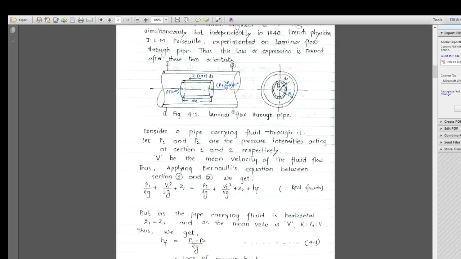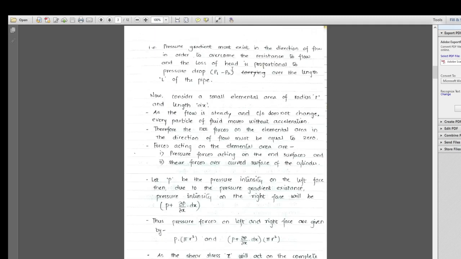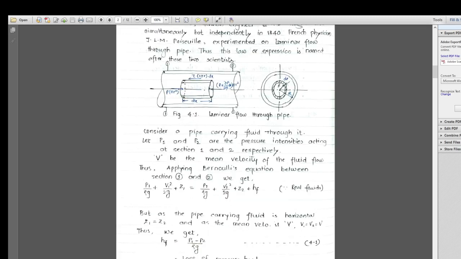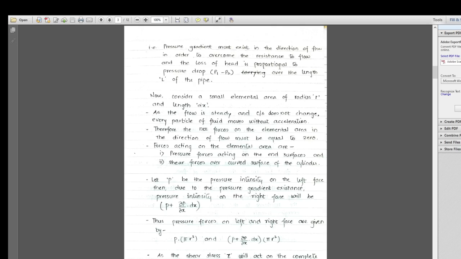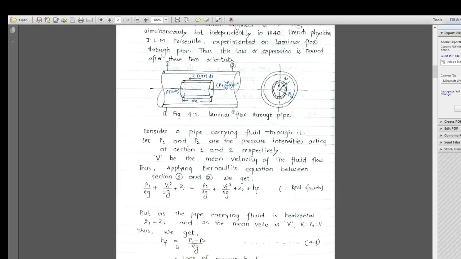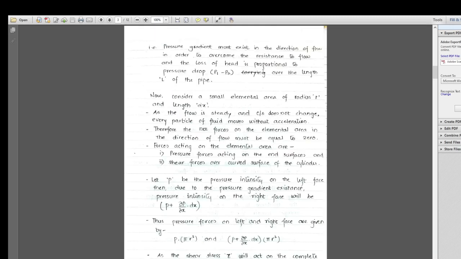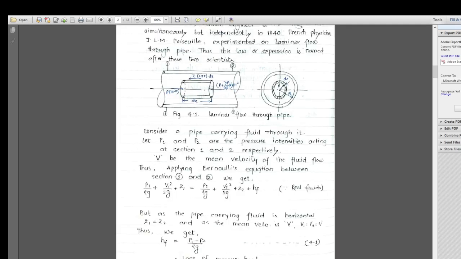Now from this equation, we get to know that a pressure gradient must exist in the direction of flow in order to overcome the resistance to the flow. The pressure gradient must always be in the direction of flow. And from this equation, we can say that the head loss is proportional to the pressure drop, that is P1 minus P2, over the length L of the pipe.